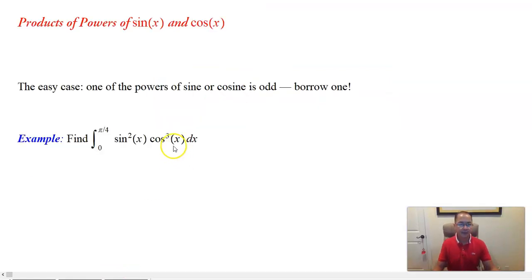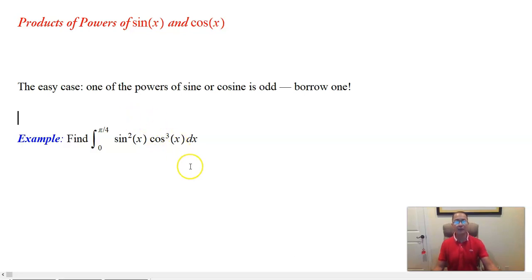All right, time for us to get to work. We want to find the definite integral from 0 to pi over 4 of sine squared x cosine cubed x dx. So this is a combination of powers of sine and cosine. And this is the easy case where one of the powers, either sine or cosine, doesn't matter which one of those powers, is odd. So in this case, that's the 3 that you have over here.